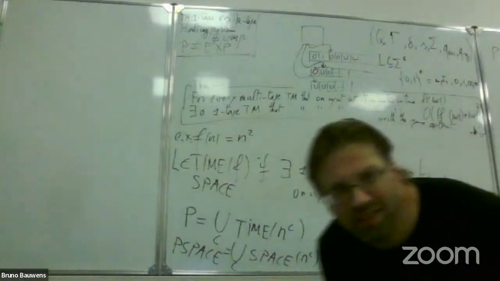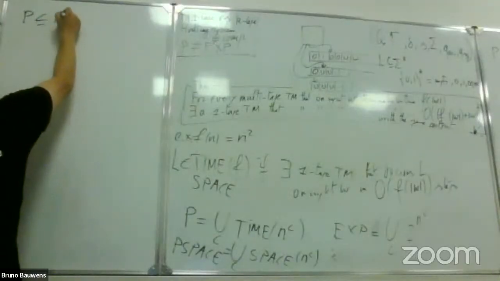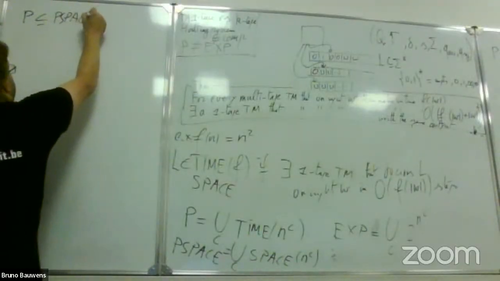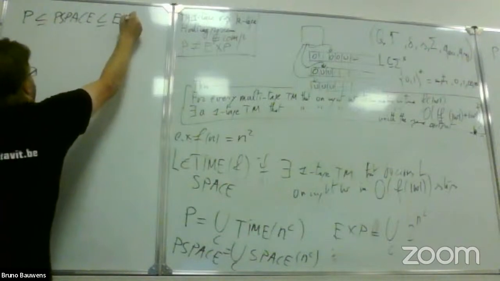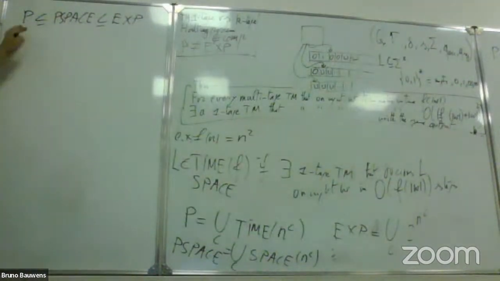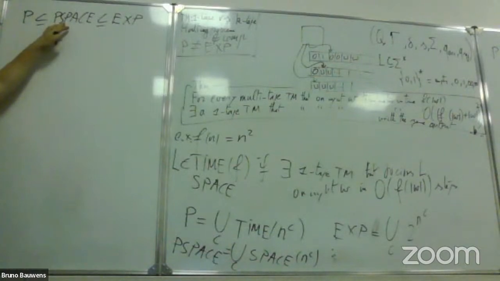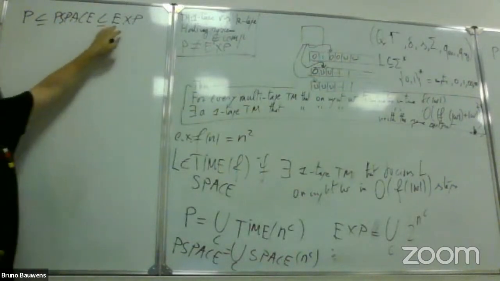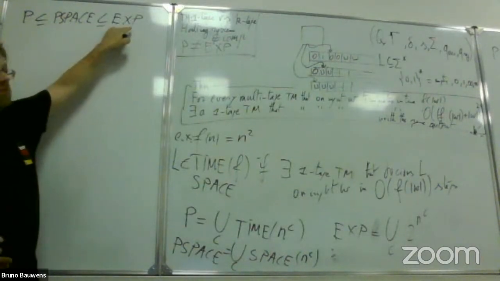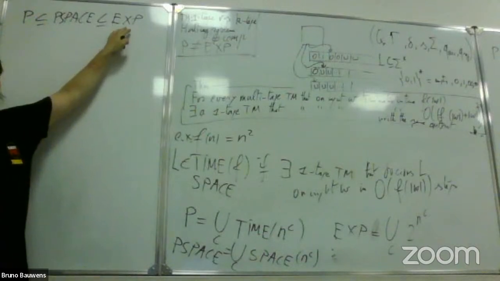Can you read it? No, we can't. Oh, sorry, I should write here. P is in PSPACE, which is in EXPTIME. Okay, so the first inclusion is clear, right? If a machine can run in f of n time, it can visit at most f of n cells. The second one is a little bit harder, but after the seminar, you might have an idea how to prove it.